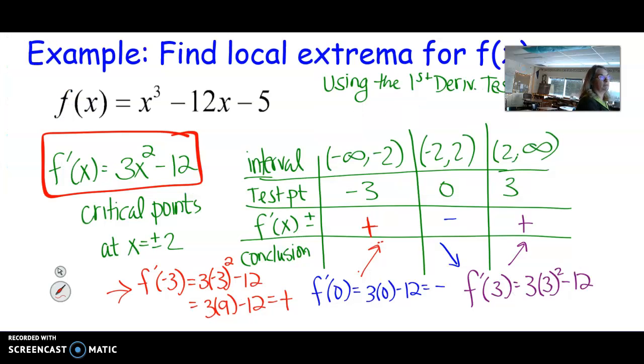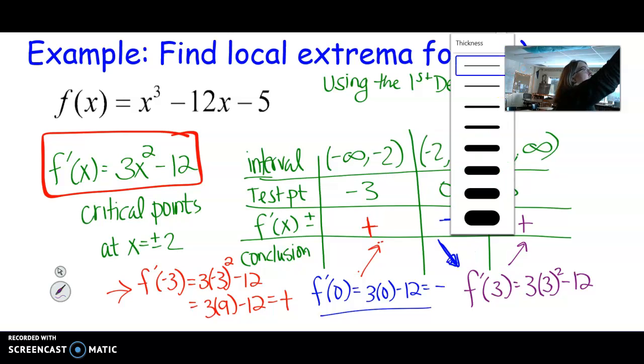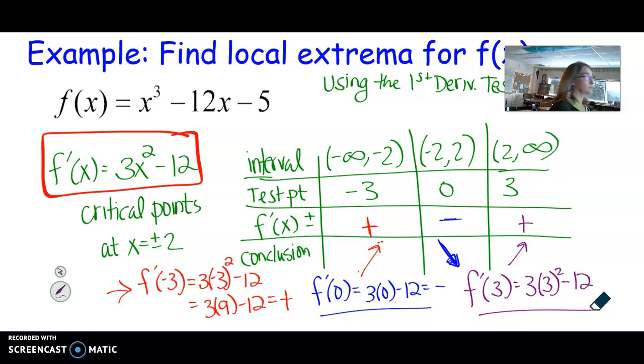And then between -2 and 2, I picked 0, because you always want to pick the easiest number you can. When I evaluated f prime of 0, I got 3 times 0, which is 0. 0 minus 12 is going to be a negative. I don't need to know the exact number, I just need to know if it's positive or negative. It's a negative value. When the derivative is negative, it means f is decreasing. Your slopes are negative, so it's decreasing. And then finally, f prime of 3 was also -12, which is going to be the exact same value as this because it's an even function. For an even function, if you put in a positive or a negative, you get the same result.